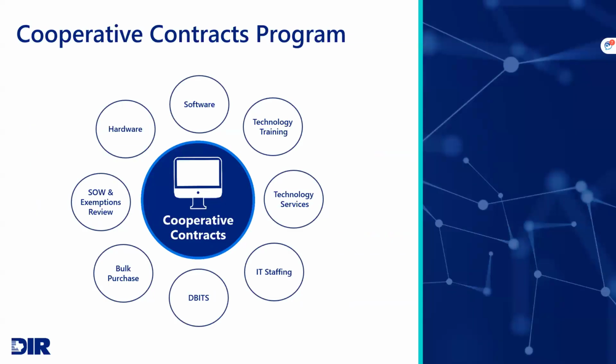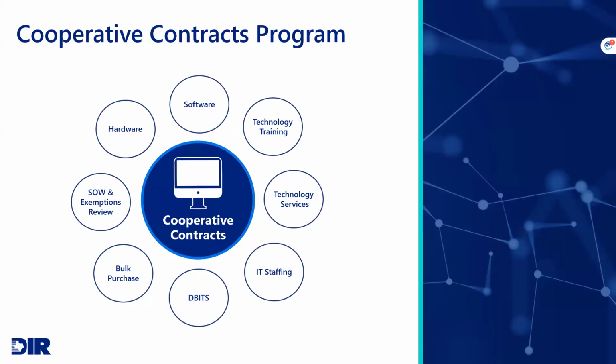So let's switch gears a little bit and talk about our cooperative contracts program. And this might be the area of DIR where most of you might already be familiar with us. This is where you go directly to our DIR vendors and you can buy things like hardware items, different brands of software. There's also technology training contracts available. Other technology services like web development and cybersecurity services.